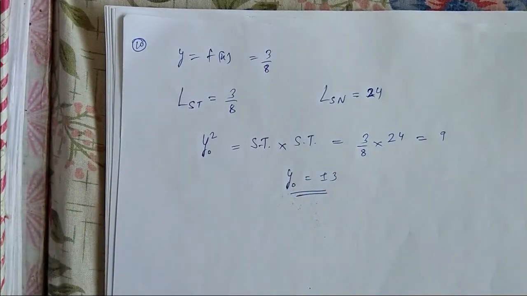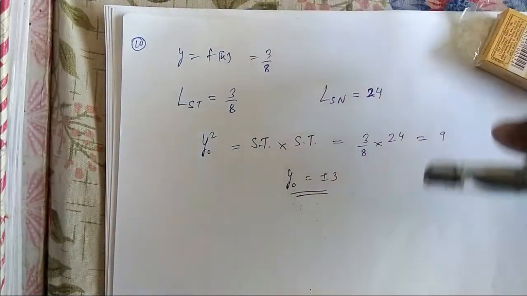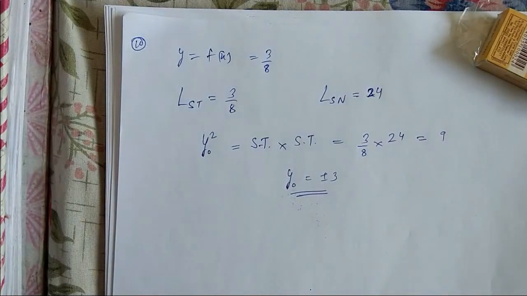Moving on to the next question, question number 11. If the relationship between the subnormal and subtangent at any point on the curve is of the form subnormal is proportional to subtangent square, then p by q.